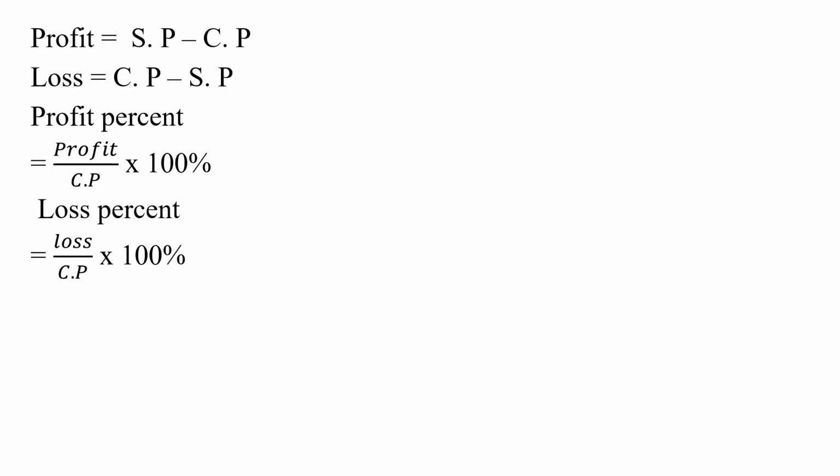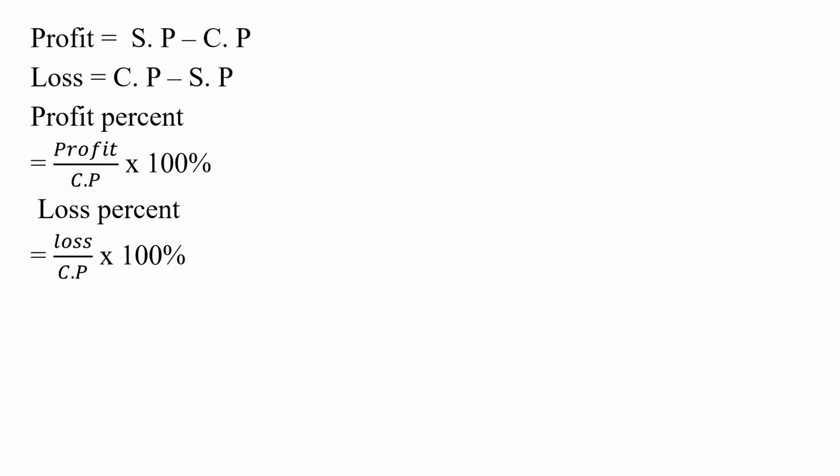And how do we find the profit percent? It is the amount of profit divided by the cost price, because the cost price is the part from which you get profit, right? So the amount of profit we are getting is from the cost price. And if you multiply by 100%, then you'll get the profit percent. And what is the loss percent? It's the same: the amount of loss divided by the cost price, multiplied by 100%, gives you the loss percent.